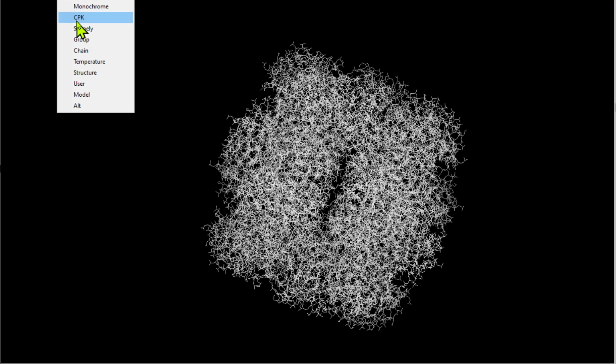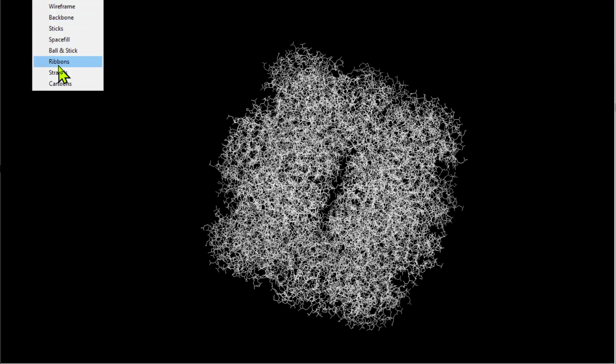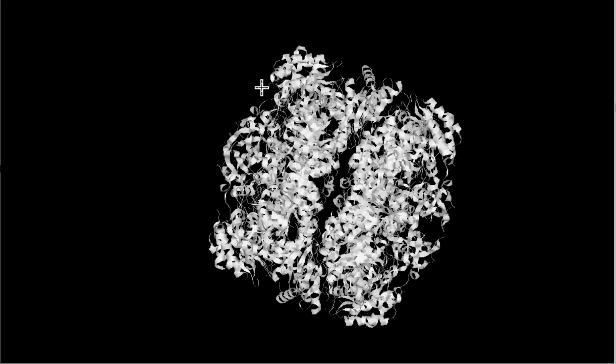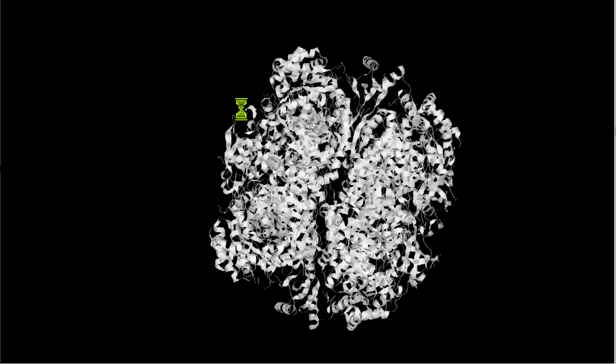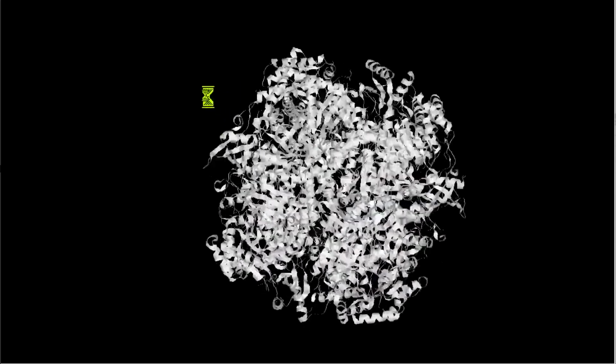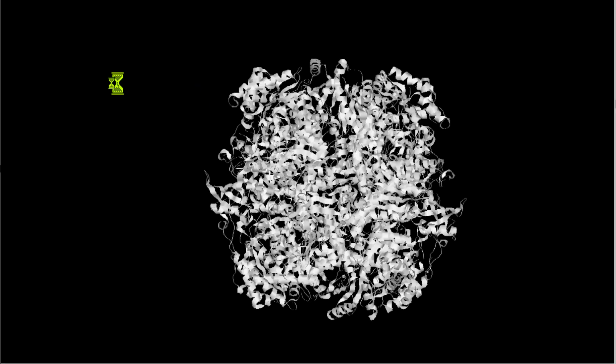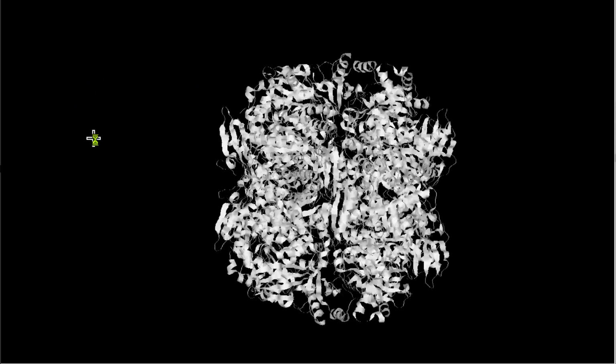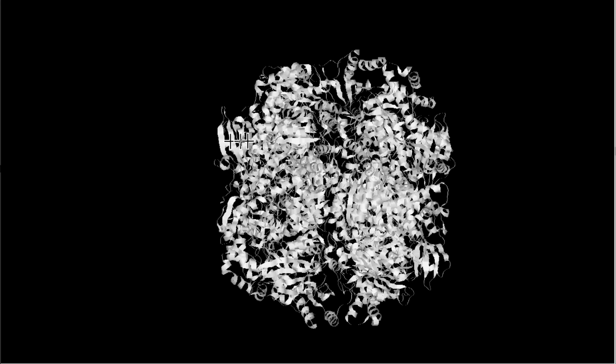I'm going to do ribbons, like that. And now you can see all those secondary unit structures. You can see lots of alpha helices in there as I turn this. And then you can see some beta pleated sheets. They don't stick out as well, but you can see a bunch of them over here.